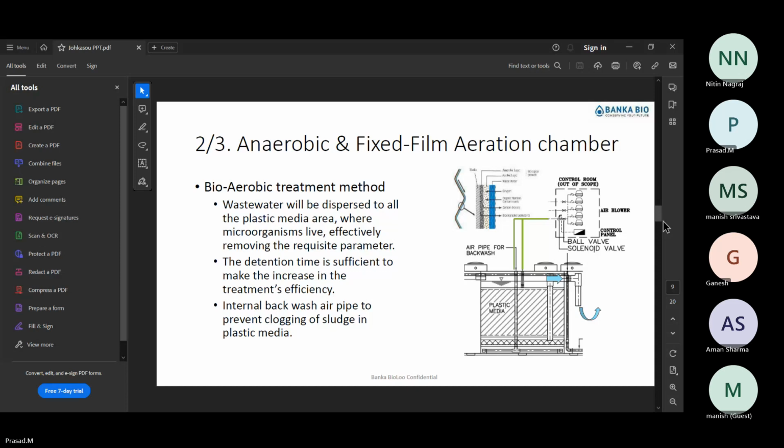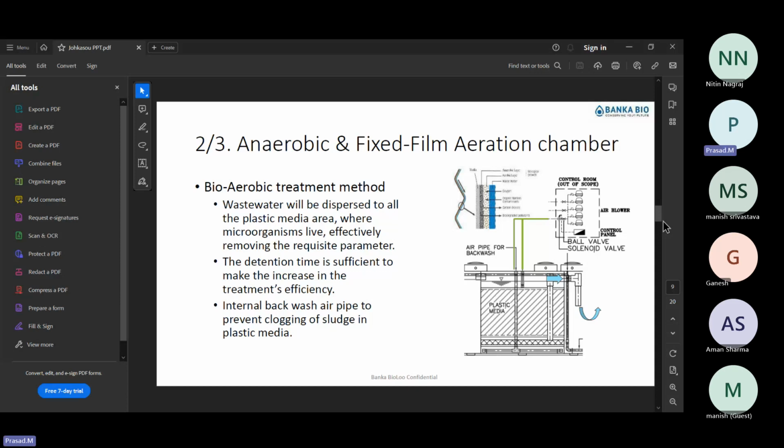And the third tank also we have media. The second tank is an anaerobic tank. The third tank is an aerobic tank. In the aerobic tank also we have media again. This is fixed film media. So in the second compartment also we have media, and the third tank also we have media. The media's purpose is only to increase the surface area so we can reduce the size of the container. That's why our Johkasou system is very compact.